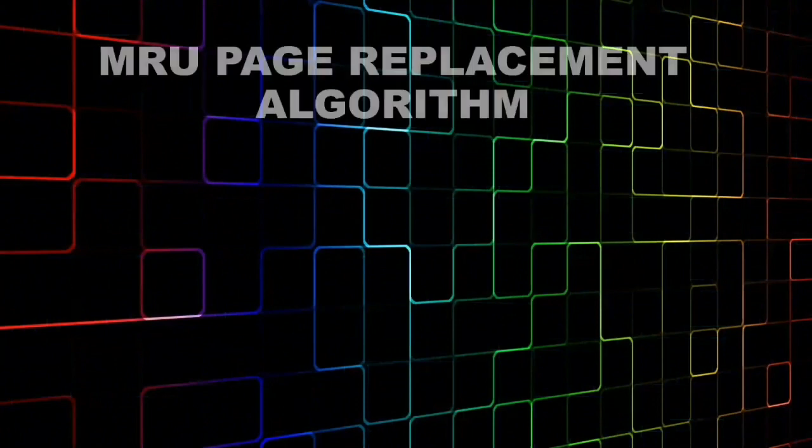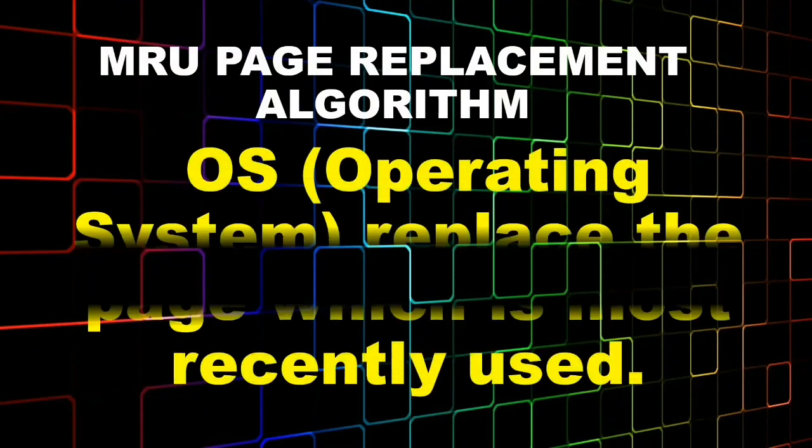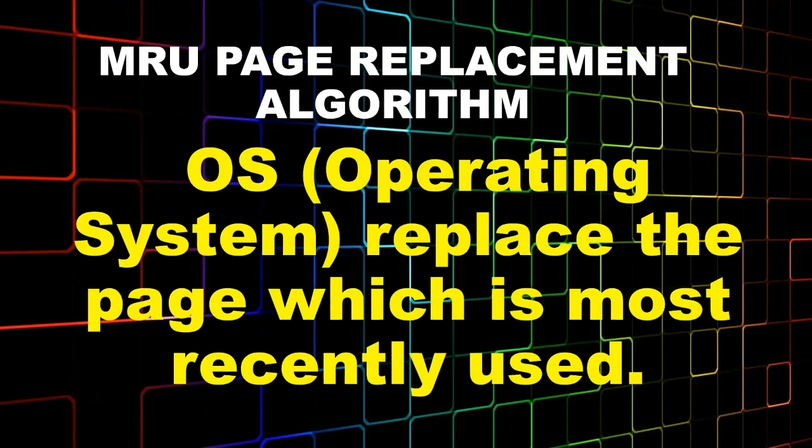So what MRU means? MRU means most recently used. Now what MRU says is that the operating system replaces the page which is most recently used. Like the previous page replacement algorithms, FIFO, LRU, optimal page replacement, we already knew how pages are replaced in those algorithms. Now here in the MRU page replacement algorithm, the most recently used page will swap out from the RAM.